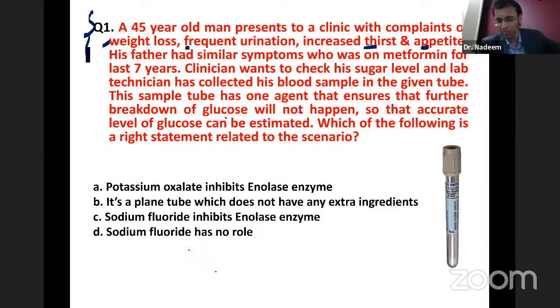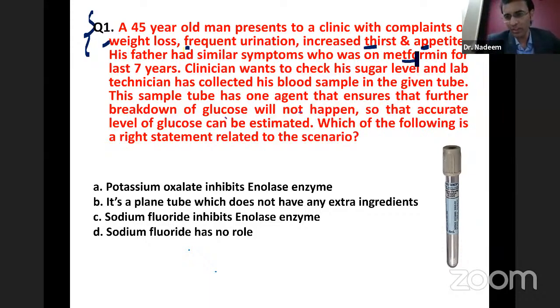But after that, I have more history. His father had similar symptoms and was on metformin. Oh, complete clue here, the pharmacological part, who was on metformin for the last 7 years. So I can say that there can be a familial predisposition here. As we all know, metformin is a drug for diabetes mellitus, right? Good. The clinician wants to check his sugar level, and a lab technician has collected his blood sample in the given tube.